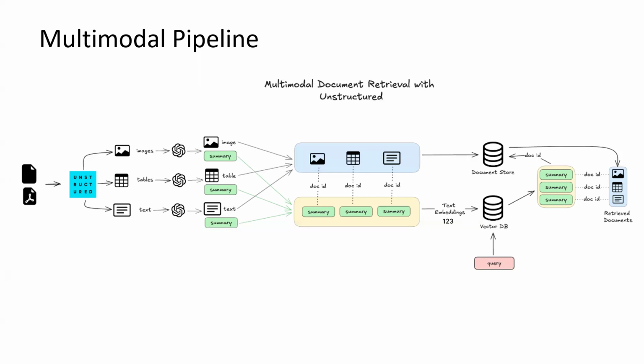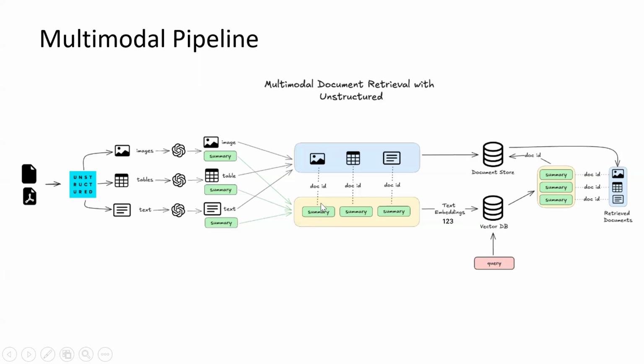and I have corresponding summaries. Now my next step is to associate these summaries with their respective elements. If I have image number one, then the summary for that image number one, both of these elements will be tied with the help of document ID.